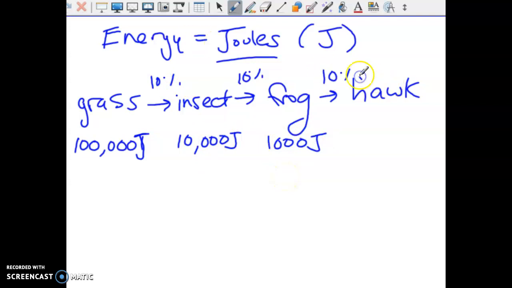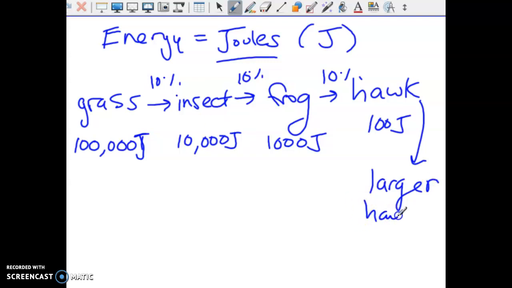If we were to look at another transfer to the hawk, it has only 10% of that 1,000, which means it would have 100 joules. So imagine with each level that you continue on, maybe, I don't know what can eat a hawk. A large hawk. A larger hawk. Just to give you another example, right? So 10% transfers there. Now you only have 10 joules available. Imagine there was another level, you would have only 1 joule of energy available. So even though it seems like, oh my God, there's so much energy at that first trophic level, by the time you hit the top carnivore, there's actually not much available.